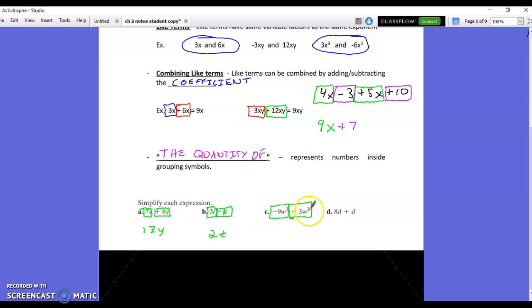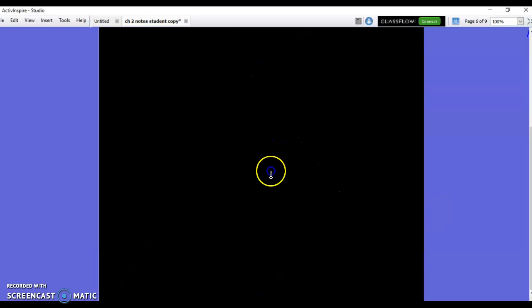I have a negative 3w to the third and a negative 9w to the third, and because they are both raised to the third power with the same exponent, they are considered the same. So that would be negative 12w to the third. And again, all you have to do is focus on the coefficient, negative 9 minus 3. Here I have an 8d and a positive 1d. Think of it as 1. That becomes 9d.